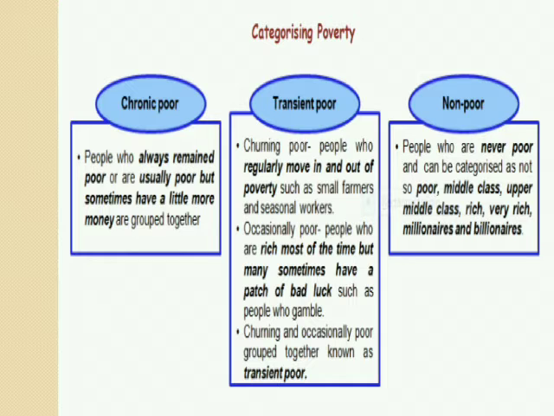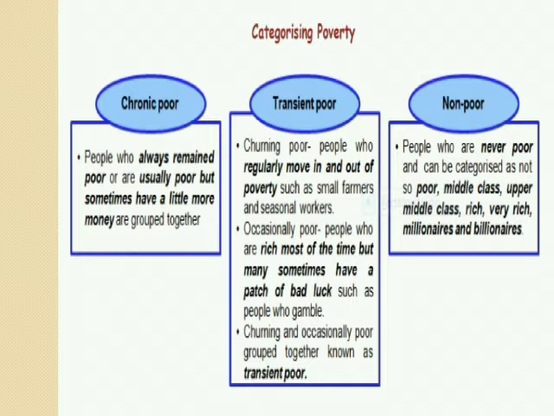Transient poor. Under transient poor, we have three subtopics. They are churning poor, occasionally poor, and churning and occasionally poor. Churning poor: people who regularly move in and out of poverty, such as small farmers and seasonal workers. Occasionally poor: people who are rich most of the time but many times have a patch of bad luck, such as people who gamble. Churning and occasionally poor grouped together are known as transient poor.